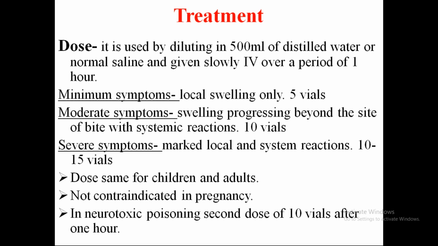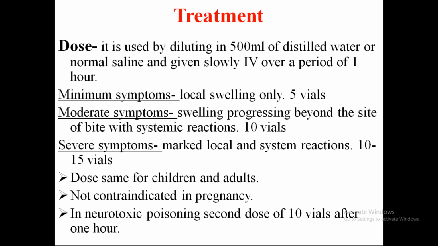With systemic symptoms, we have to give 10 vials. In minimum symptomatology of poisoning, 5 vials are sufficient. In moderate symptomatology, 10 vials should be given, where there is swelling at the bite site and systemic symptoms. In case of severe symptoms, where there is marked local and systemic reaction, we have to give about 10 to 15 vials of anti-snake venom. So mild poisoning, 5 vials; moderate poisoning, 10 vials; severe poisoning by the snake bite, we will give 15 vials.